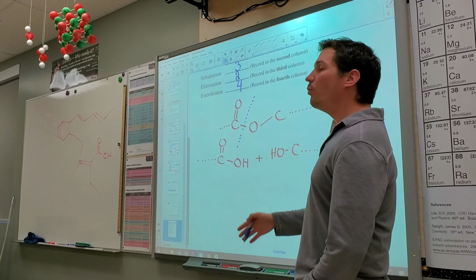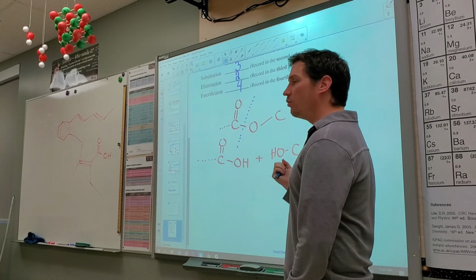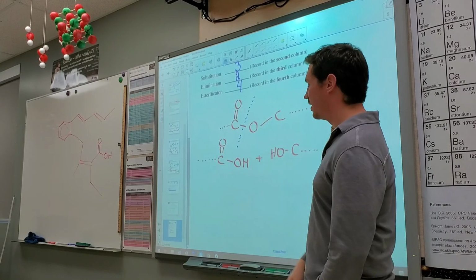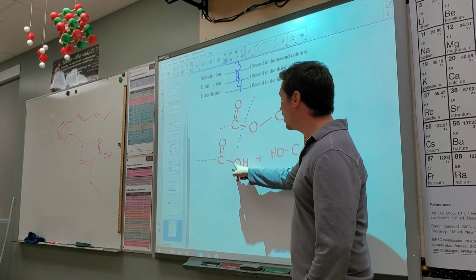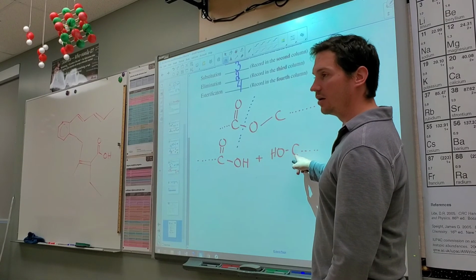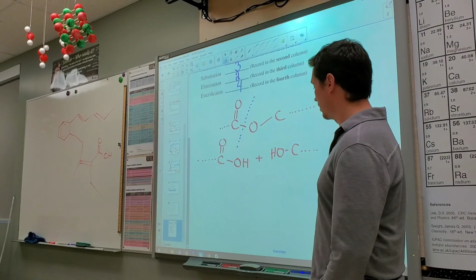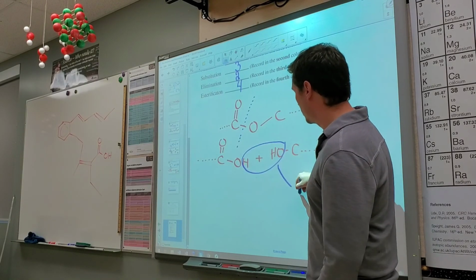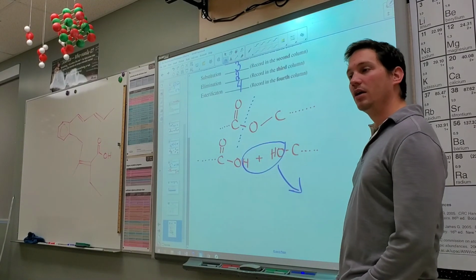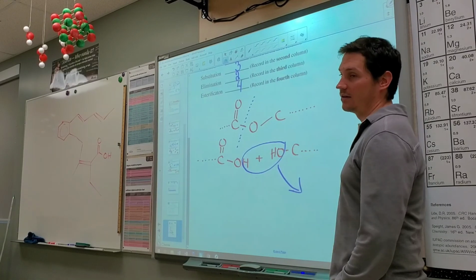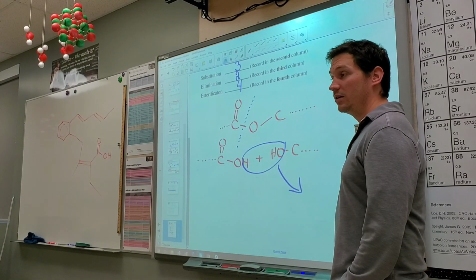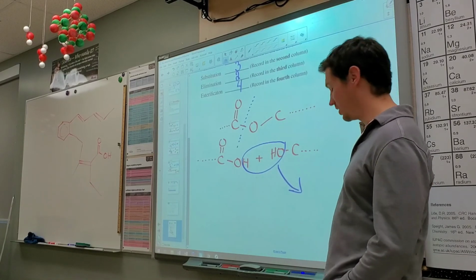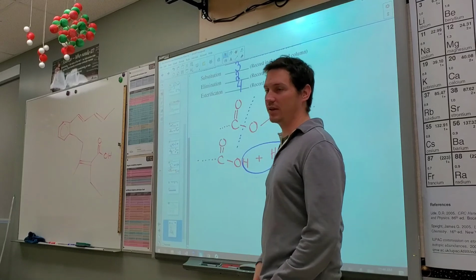What would I have to steal out of this combination to make that? If I wanted to go COC, what would I have to steal out of here? Two hydrogens and one oxygen. So what are you pulling out of here? Water. You're basically dehydrating this. This is another dehydration reaction, except we call it esterification.